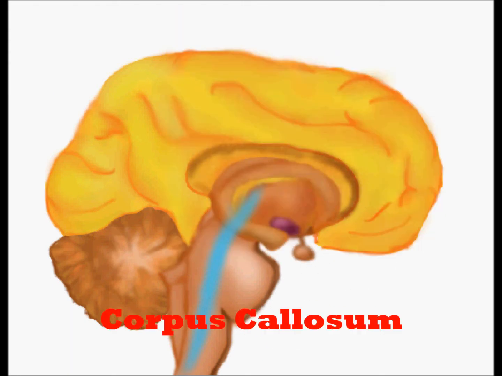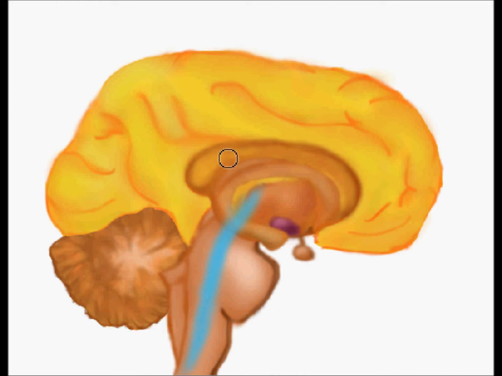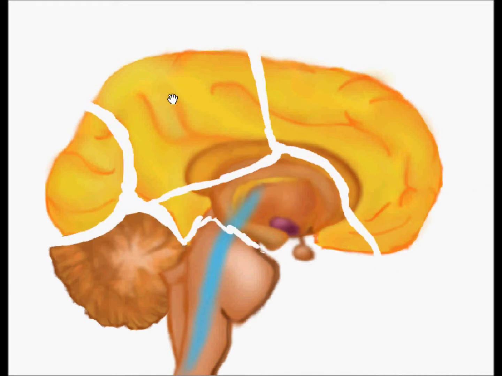This segment represents the corpus callosum, also known as a bridge of fibers that passes information between the two cerebral hemispheres. Now I'm going to start segmenting the brain off to show the cerebral cortex.